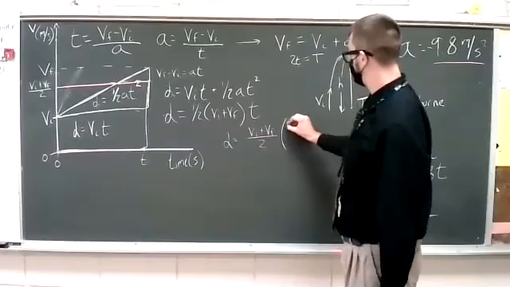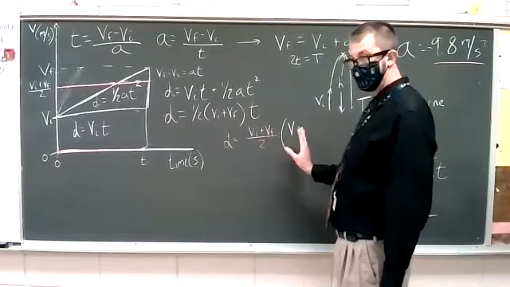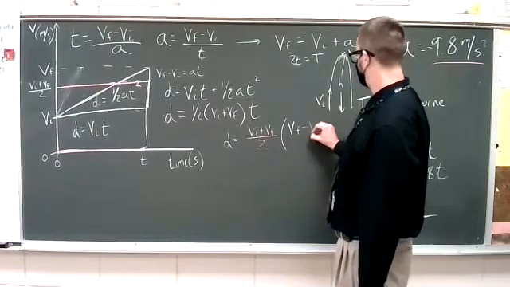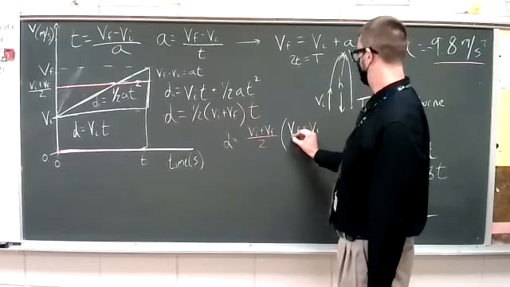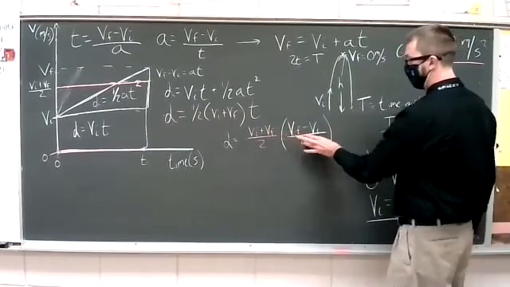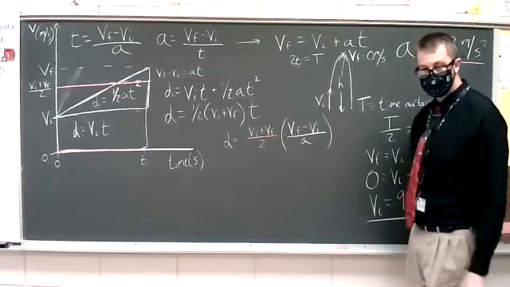That's what T is equal to. VF, is that going to bother everybody? I'm doing this in two different colors. Can we handle that? VF minus VI over A. All right, so you've got two fractions that you have to multiply. Go ahead, YouTube. We'll give you a head start.